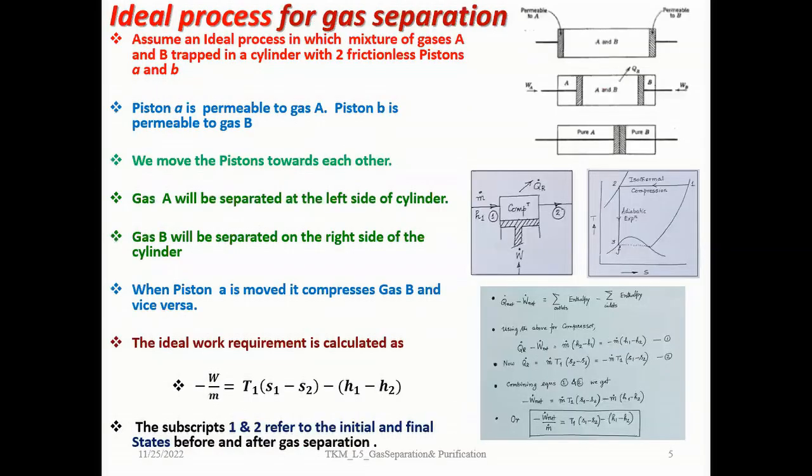Let us look at the ideal process for gas separation. Let's assume that you have two ideal gases present. The gases are called capital A and capital B, and they are trapped, let us say, inside a cylinder, and there are two frictionless pistons, which we call small a and small b. See the diagram on your right hand side, and you will see that the gas is in between, and the two pistons are at the extreme ends.